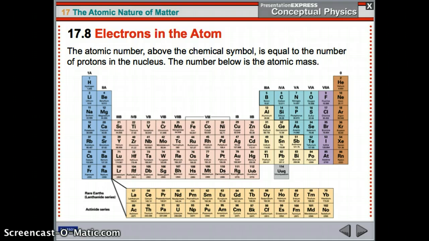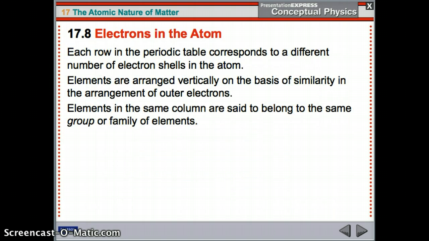Here's your periodic table. The atomic number, the little one at the top, is equal to the number of protons, and the number below is the atomic mass. So if you looked in your textbook, you would see the atomic mass. Each row in the periodic table has a different number of shells of electrons, and vertically they're arranged on the basis of the similarity of the outside electrons, how those are arranged. So if you were to learn about electron configurations like you do in chemistry, you can use the periodic table to help you figure that out.